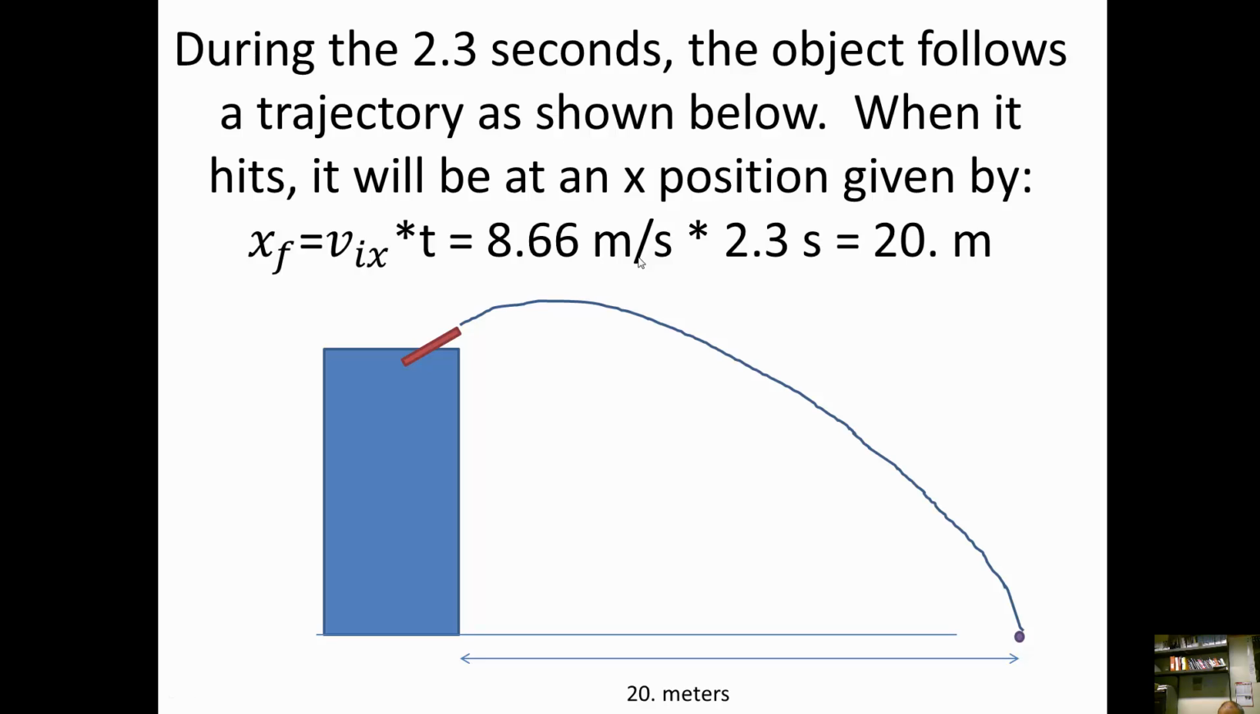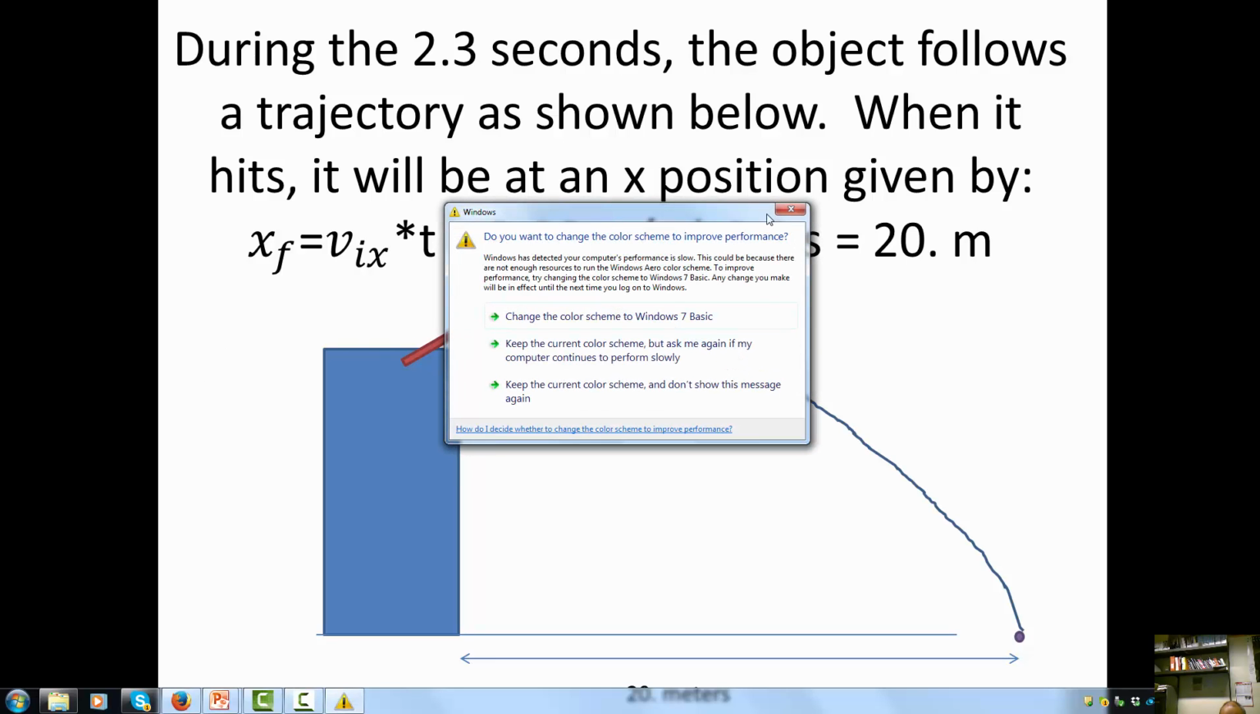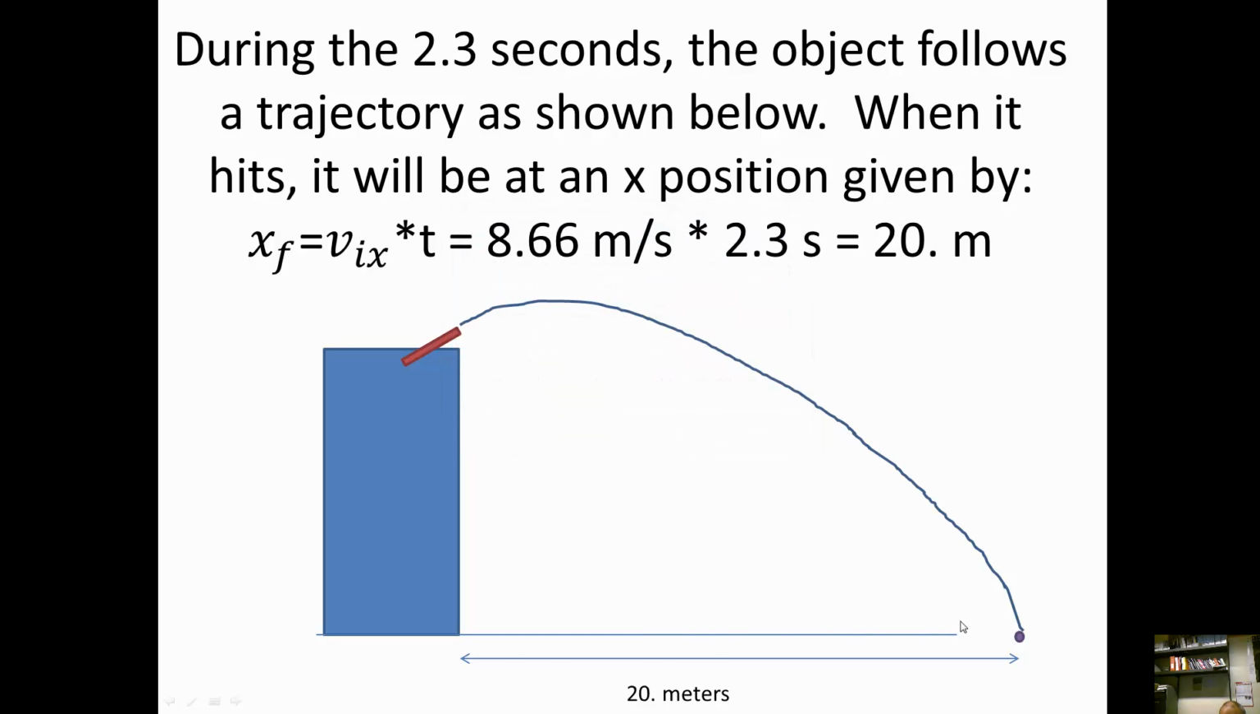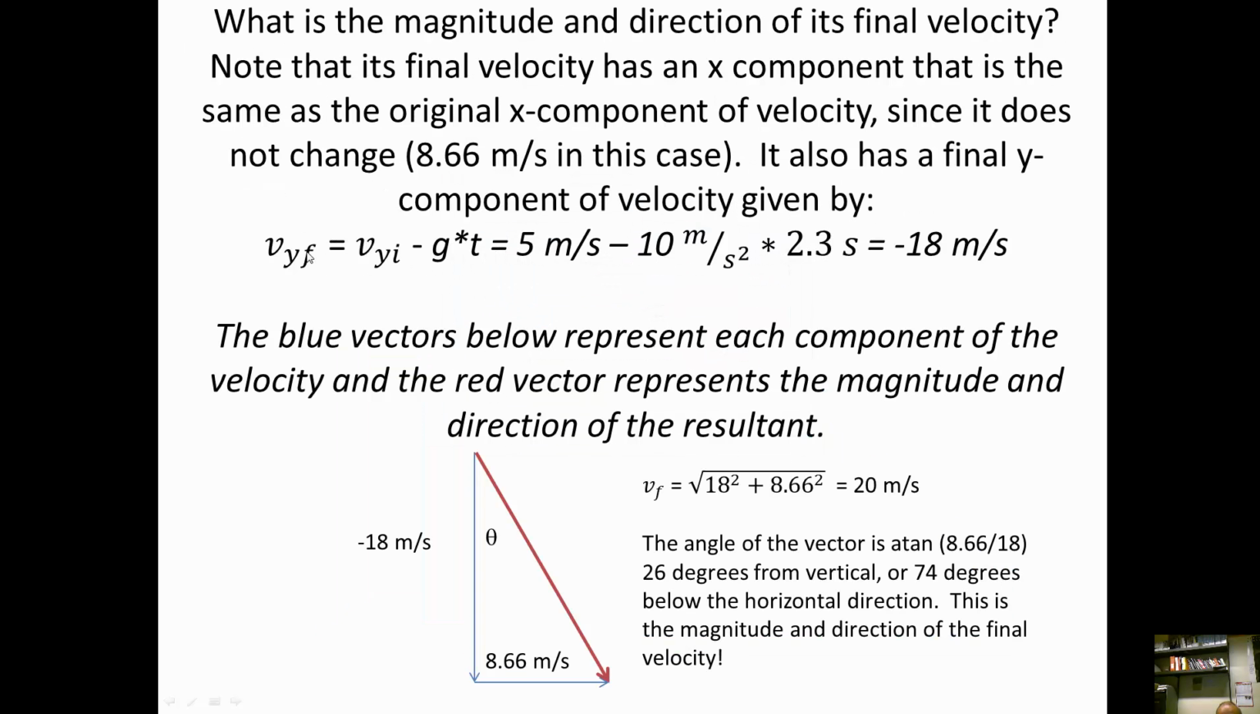And the y component started off at 5 meters per second at the beginning, but it changes. I can calculate what its new y velocity is going to be with this equation here. It's equal to the initial y velocity minus g times time. That's just the kinematics equation that we use for free fall motion for y velocity that we learned earlier in the semester. So the initial velocity of 5 meters per second minus g times time is going to give me 5 minus 23, or minus 18 meters per second. So in the y direction, right before it lands, it's going to be moving downward at 18 meters per second, and in the x direction, 8.66 meters per second to the right.